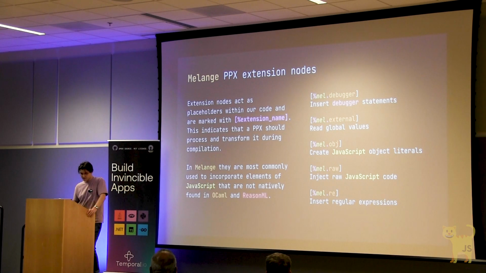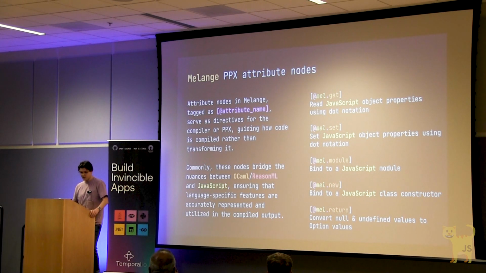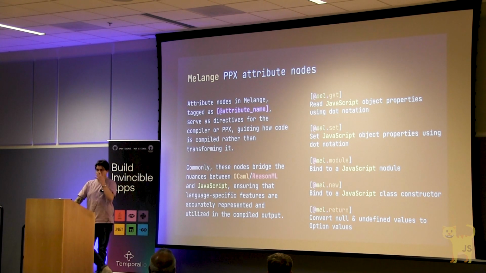I'm not going to dive real deep on these slides, but our extension nodes essentially are going to be marked with this bracket % syntax. And at compile time, that's going to get erased away and directly replaced with other code. So we'll have APIs for things like putting the debugger in, or generating regular expressions, or just inserting raw JavaScript if you want. The other flavor is attribute nodes. These are more akin to adding or changing the semantic meaning of your code. The one I use a lot out of this list is mel.return. So if you're binding to some JavaScript function that might throw, you can just annotate your binding with @mel.return, and it will catch an error and return it in a result type.